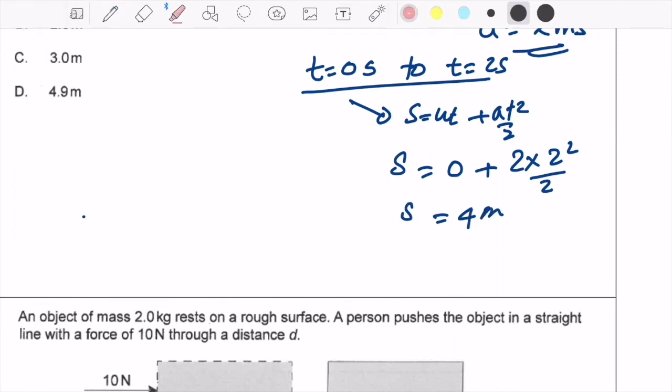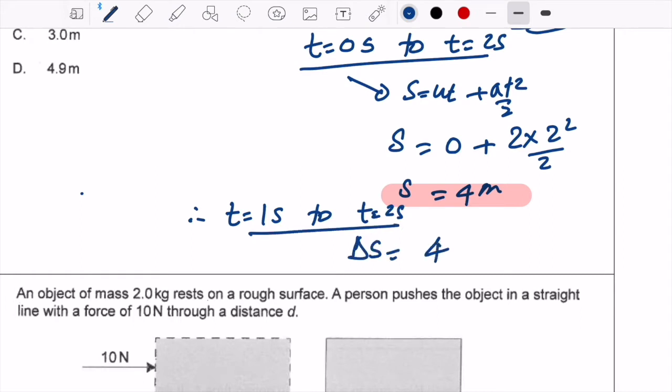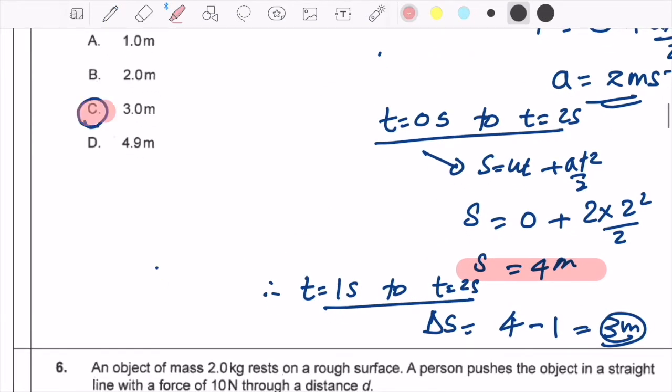Now be careful. This is not what we are looking for. We are looking for time equals 1 second to time equals 2 seconds. So this displacement is, you travel 4 meters from 0 to 2, you travel 1 meter from 0 to 1, so the difference is 3 meters. Answer has to be C.